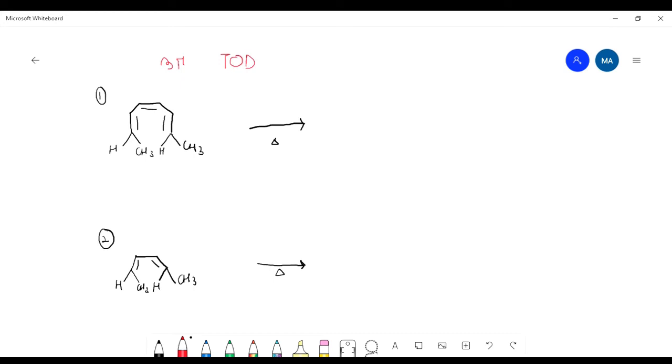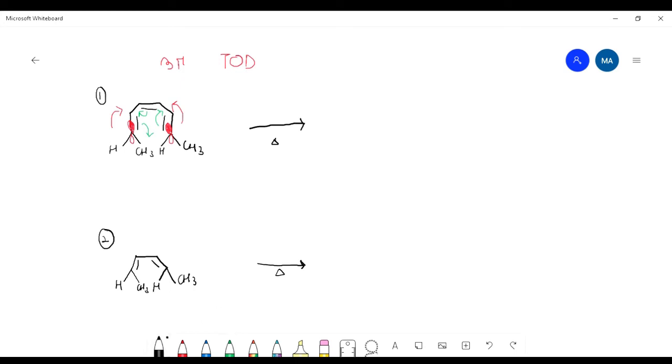So we draw the p orbital first, and if it is disrotatory, meaning the like faces are on the same side. Okay, what happens is that it will undergo disrotatory motion. So one is clockwise, one is anti-clockwise. So what happens is that this bond will move here, this will move here, and this will form a new bond in the middle.